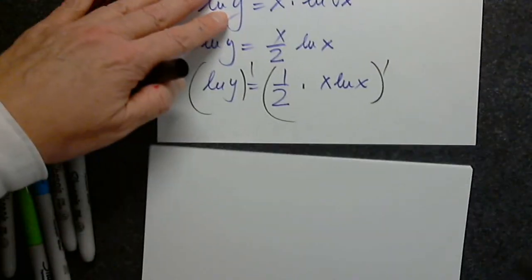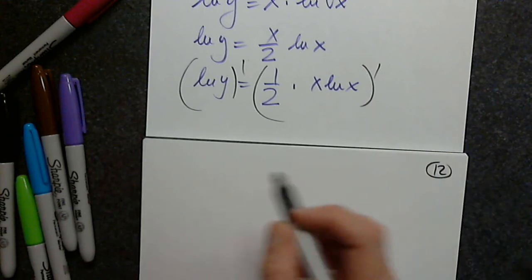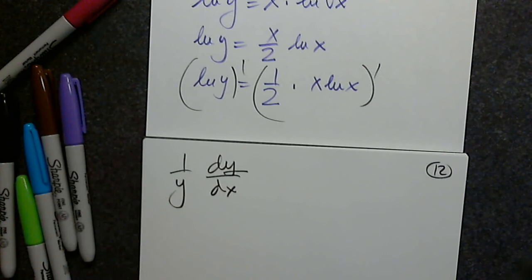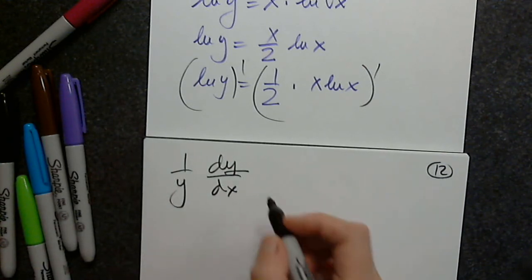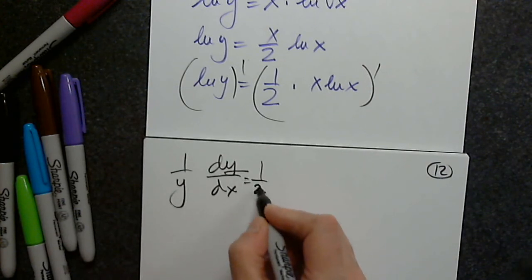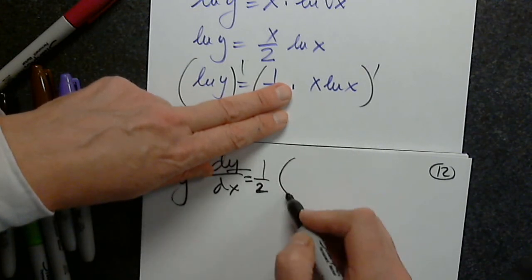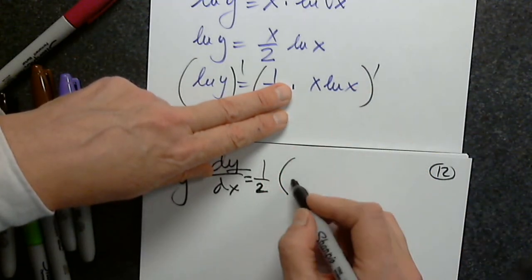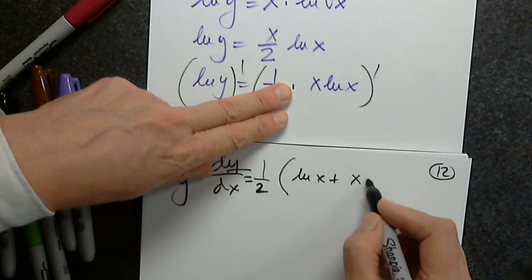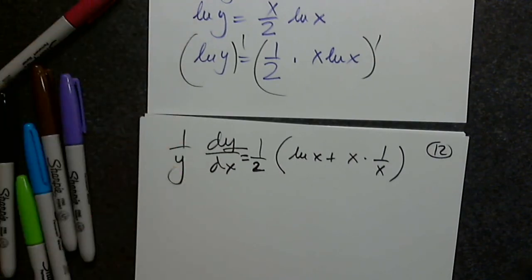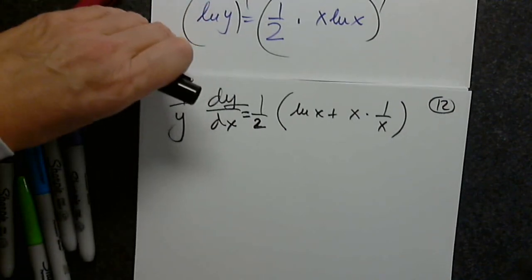So the left-hand side is 1 over y, but dy over dx. Remember, y is a function of x, and x is the independent variable. Keep 1/2 outside, can wait patiently. And now we differentiate the inside as a product. X prime is 1 times natural log x plus x times natural log x prime, which is so much better than having to differentiate the square root. You get the same answer, of course.